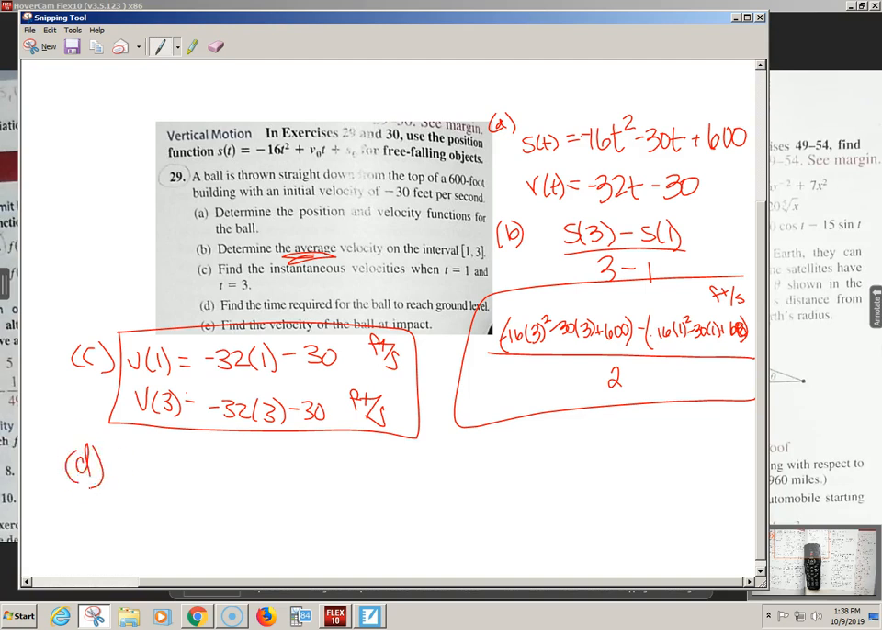Letter D. Find the time required for the ball to reach the ground. What do we know? Position equals zero. S of t is equal to 0. If it's on the ground, its position is 0. Right? So don't you set the entire equation equal to 0? Now here's the problem with this one. Listen, I'm helping you for tomorrow. Here's the problem with this one that you won't have to face tomorrow. For this one, don't you have a trinomial? Yes. Which means you need to factor. Yes. Which if you try to factor, doesn't factor nicely as a decimal, you have to go to your calculator.